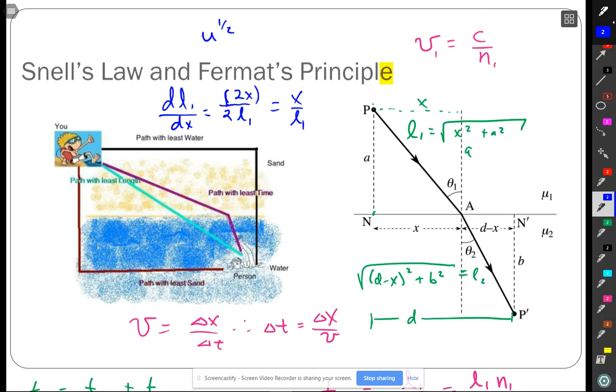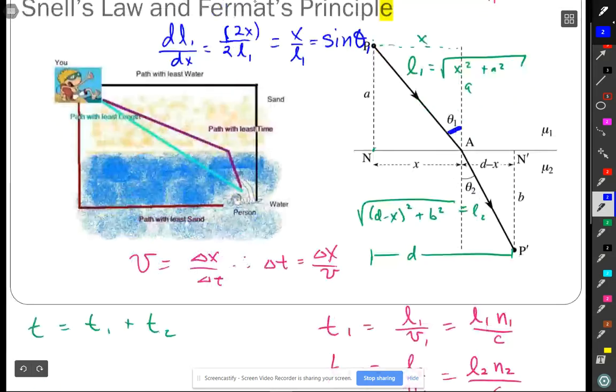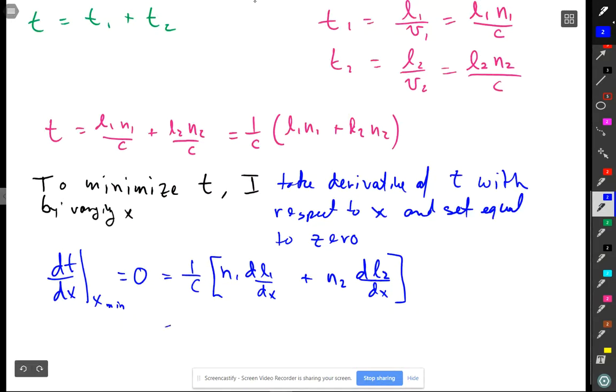But also because if I look at my picture here, my diagram, what is x over L1? It's the opposite over hypotenuse. This is the angle, x is the opposite. So opposite over hypotenuse, which trig function is that? Sine theta 1.